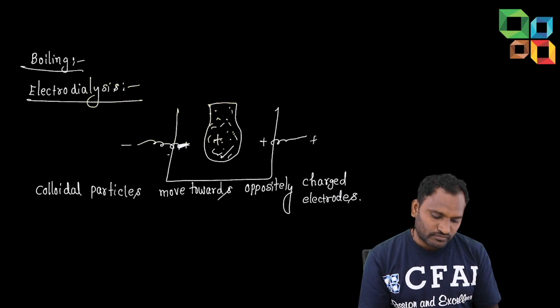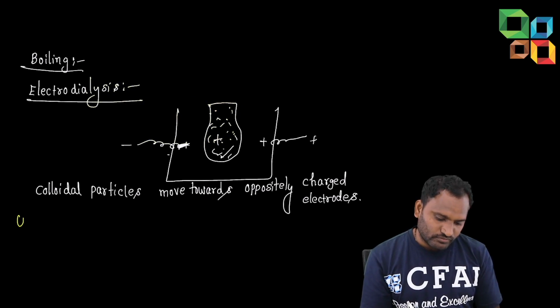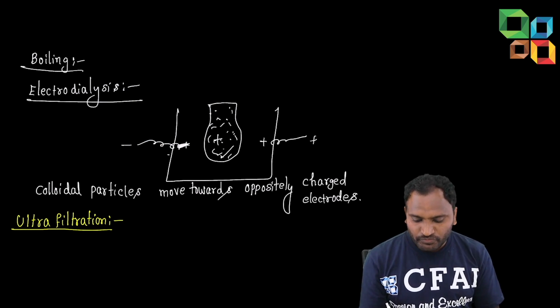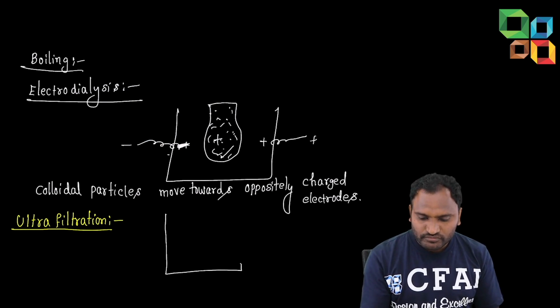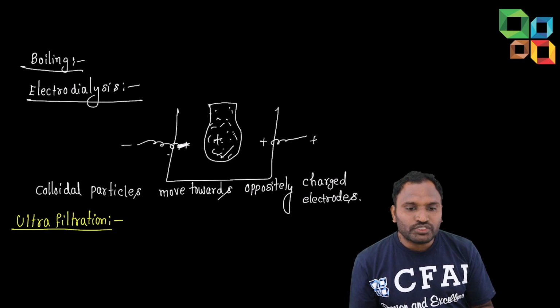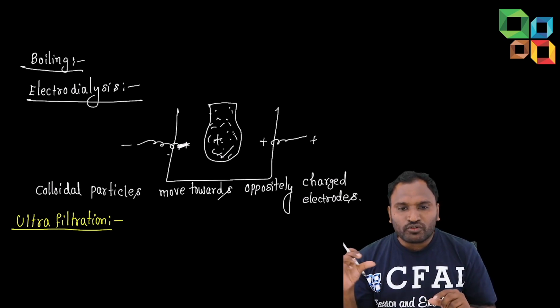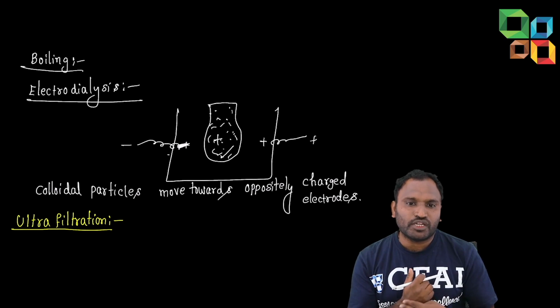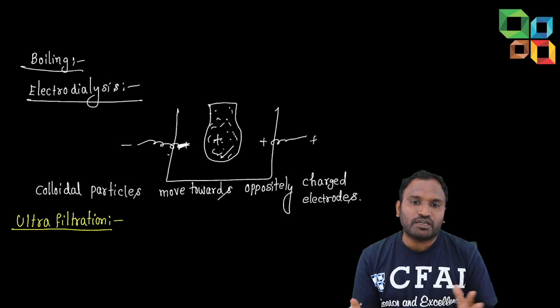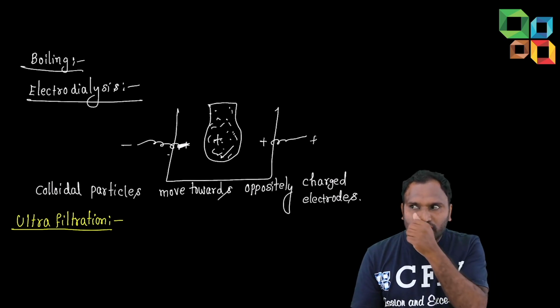Ultrafiltration. Ultrafiltration is nothing but filtration only. So if we use normal filter paper, why do we use ultra? If we use normal filter paper, even colloidal solute particles can escape, not only solvent particles. We are separating solid dispersed phase particles from the dispersion medium so that they can settle.